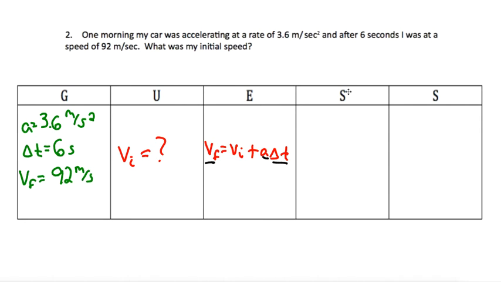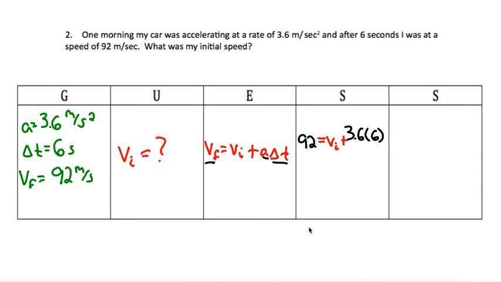That's what we're going to do. So let's do the next step. Let's substitute the numbers we know into this equation. So VF is 92. So we have 92 is equal to VI, which we don't know, so I'm just leaving that as VI, plus acceleration, which we know is 3.6, multiplied by the amount of time, which is 6.